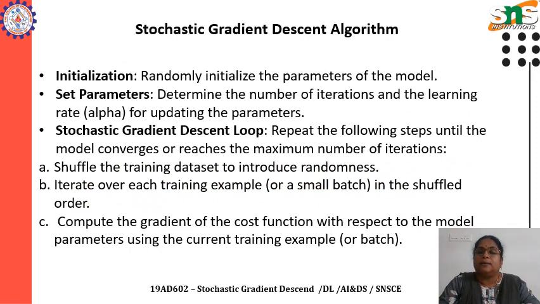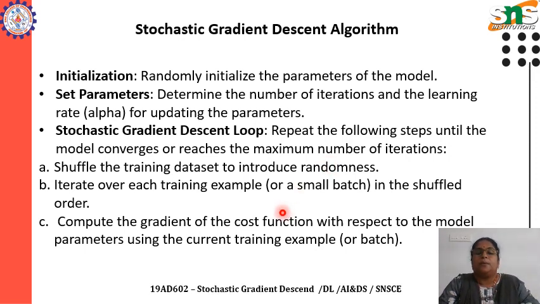The stochastic gradient descent algorithm has a few steps: initialization, set parameters, and the stochastic gradient descent loop. Initialization: randomly initialize the parameter values for the model. Second, set the parameter values: determine the number of iterations that we are going to use in the program and the learning rate for updating the parameters. Third is the stochastic gradient descent loop. Repeat the steps continuously until the model converges or reaches the maximum number of iterations.